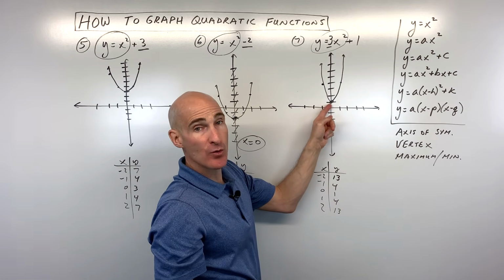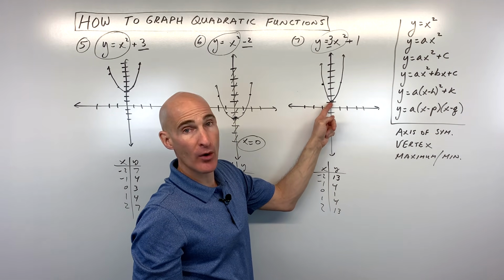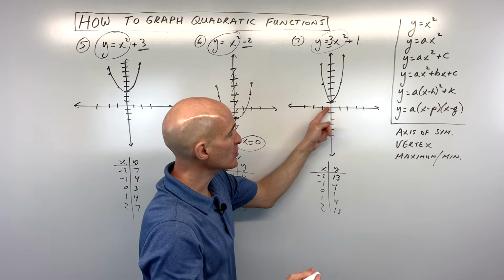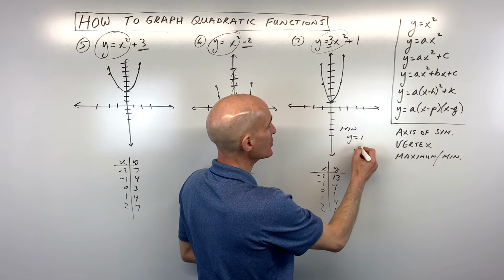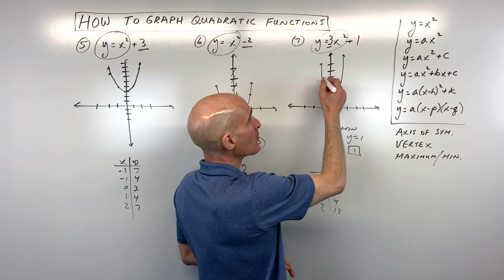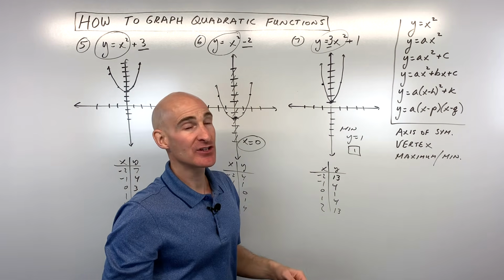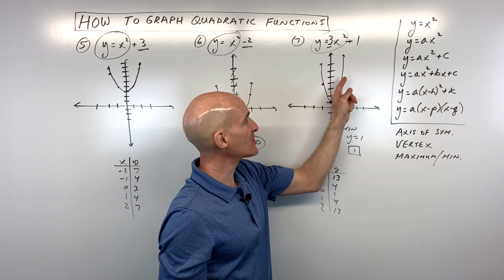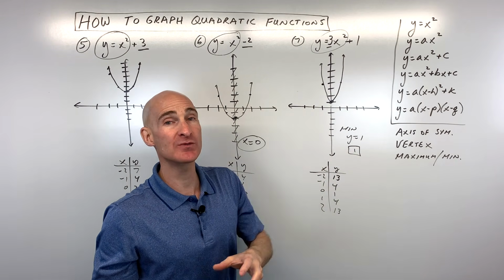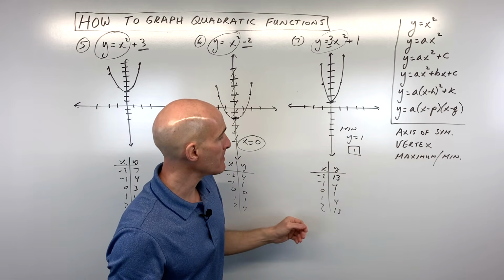Well, the lowest is going to be the y-coordinate of this point, which is y equals 1. So in this case, the minimum is y equals 1, or you could just say 1. This point where the graph bends, we haven't talked about this yet, is the vertex. It's where the graph changes direction, and it's either the low point or the high point. With these parabolas, we call it our vertex.